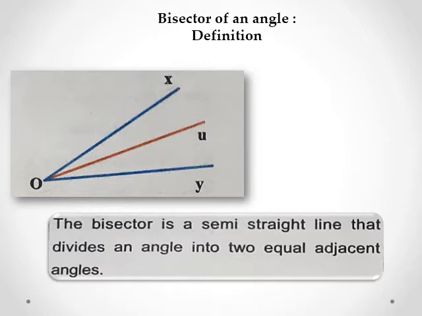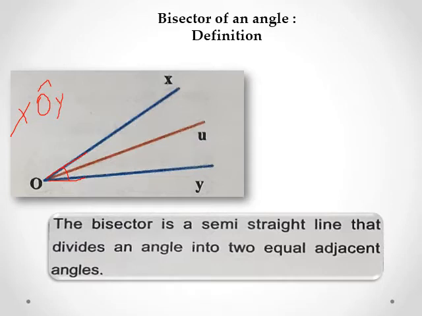Here, the angle is X or Y. How to name an angle? I have to write the vertex at the middle. From one side it's OX, and from the other side it's OY. So it's angle XOY or YOX.